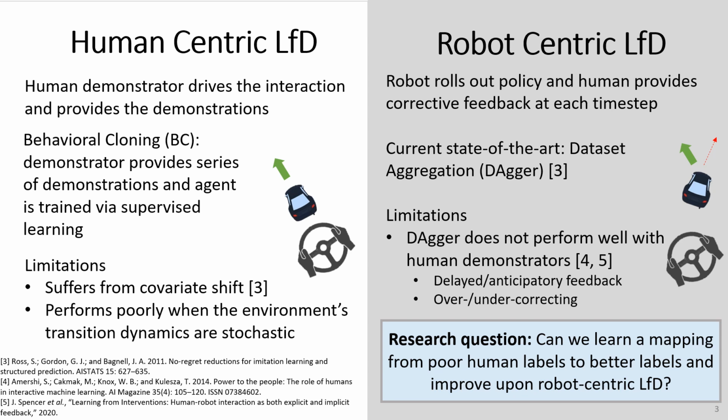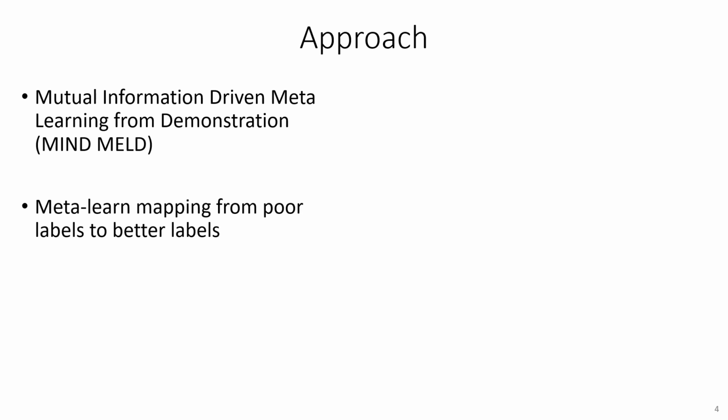To improve upon the deficiencies in robot-centric LFD, we introduce mutual information-driven meta-learning from demonstration, or MELD. To better learn from suboptimal corrective labels, MELD meta-learns an individual-specific mapping from human labels to predicted optimal labels via a long short-term memory, or LSTM-based neural network architecture.